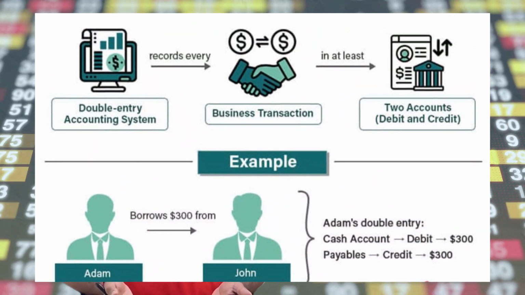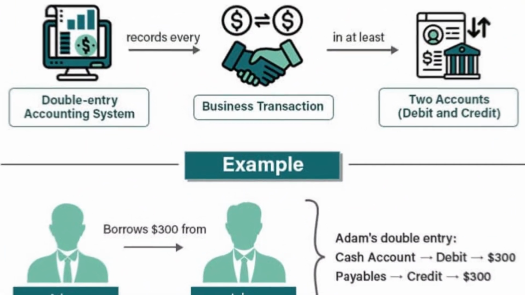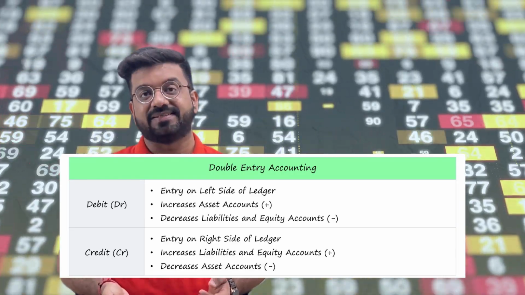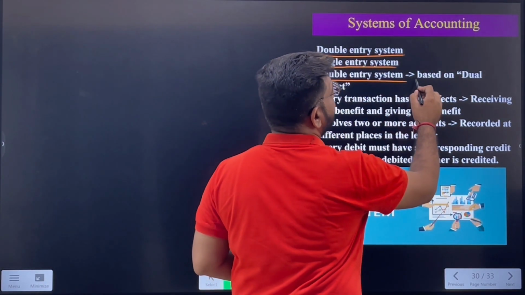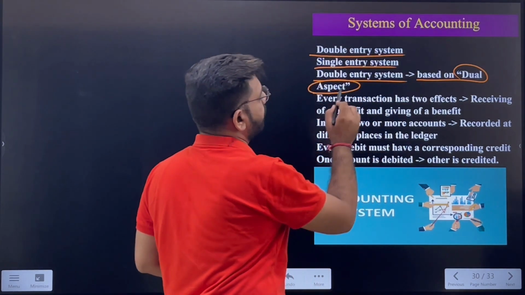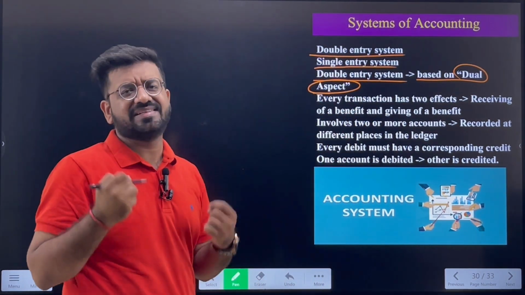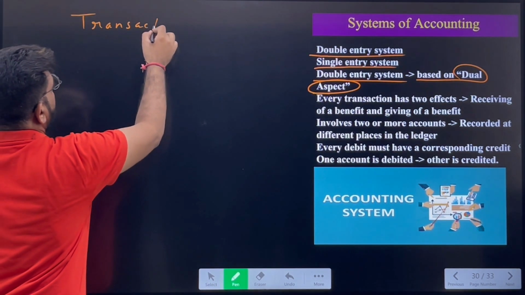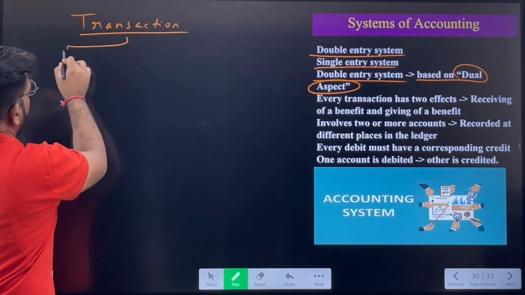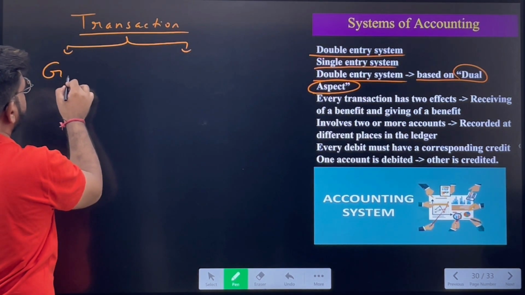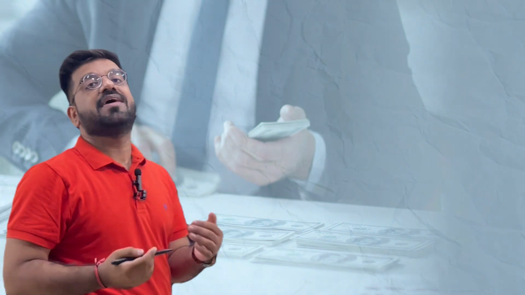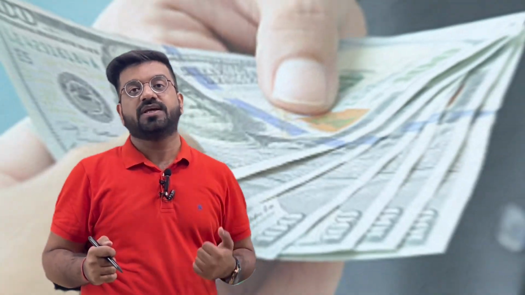Double entry, as the name simply means, is that the entries will be recorded in dual aspect, that is, recorded in two places. So the double entry system is based on the dual aspect concept, which simply says that every transaction has two aspects. One is to give something and the other is to take something. Since there are two aspects, give and take, one thing will be going to the other person and the other thing will be coming to the same person.